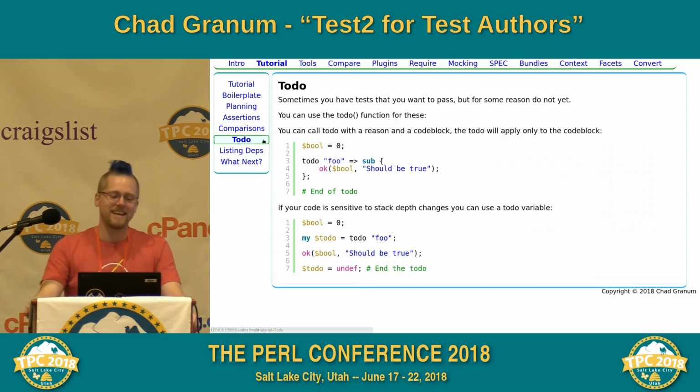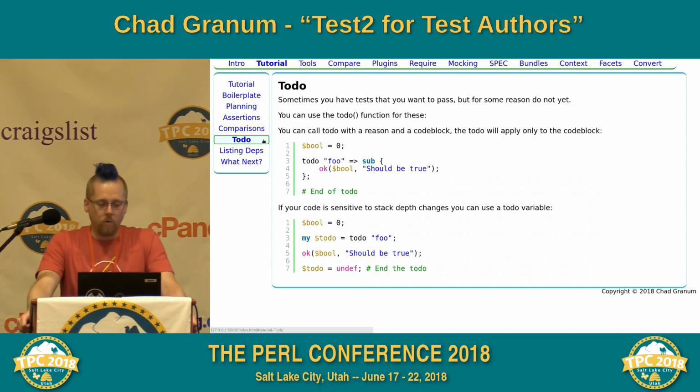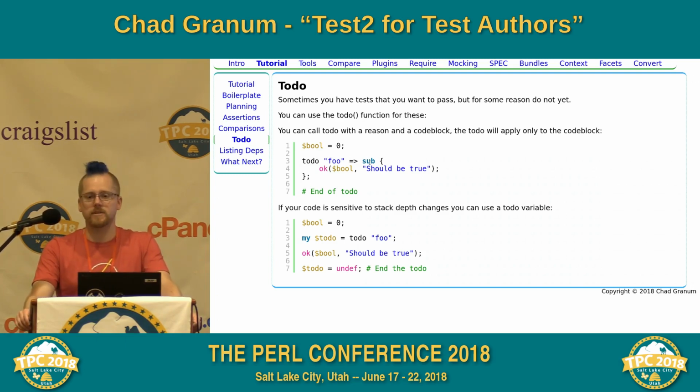So to-do works a bit differently than it did with Test2. You don't have to localize a global variable anymore. So there's 2 ways to do it. There's the new style, where you call the to-do function with your reason and pass in a subroutine. And then anything inside that subroutine falls under the scope of the to-do. Obviously, that does inject a new stack frame, so if you're testing deep exceptions or warnings, that might cause issues.